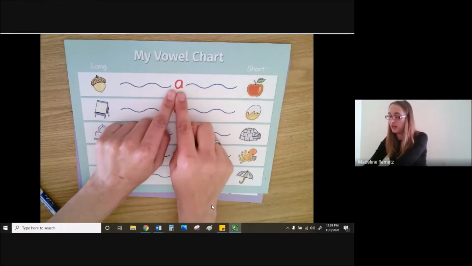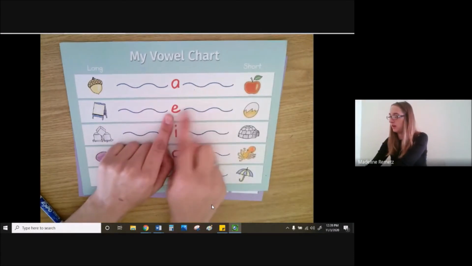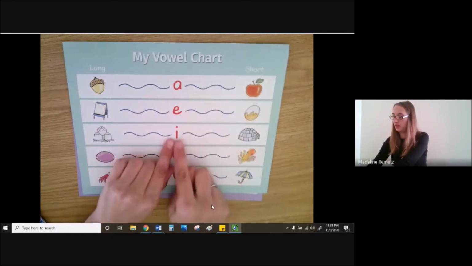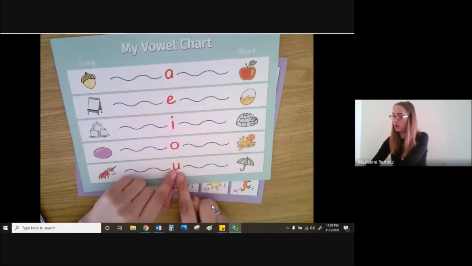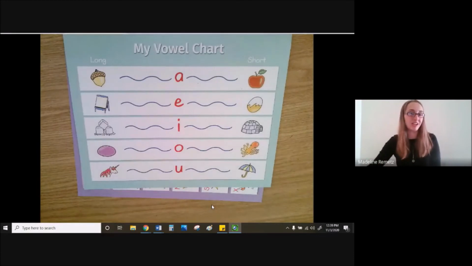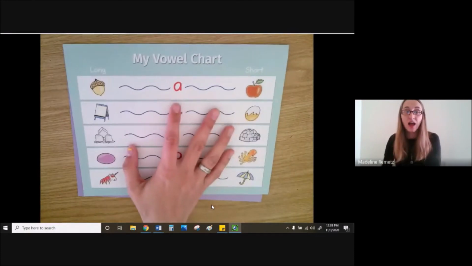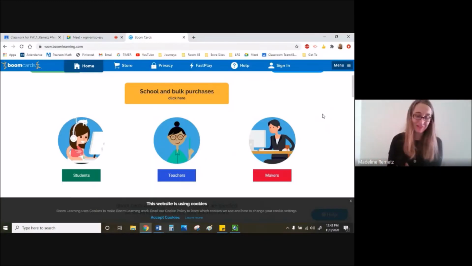A for short vowel is A, apple. Egg. Igloo. Octopus. Umbrella. These are the short vowel sounds, and I hope you get a chance to practice them, okay? I'm going to be having a little vowel practice work for you to do, and I'll show you how to get there.